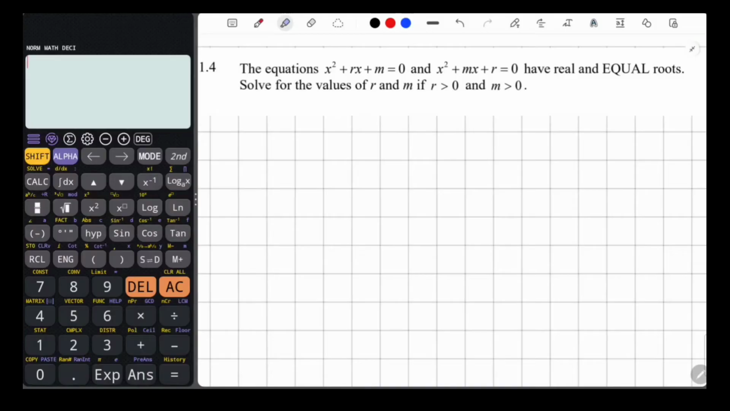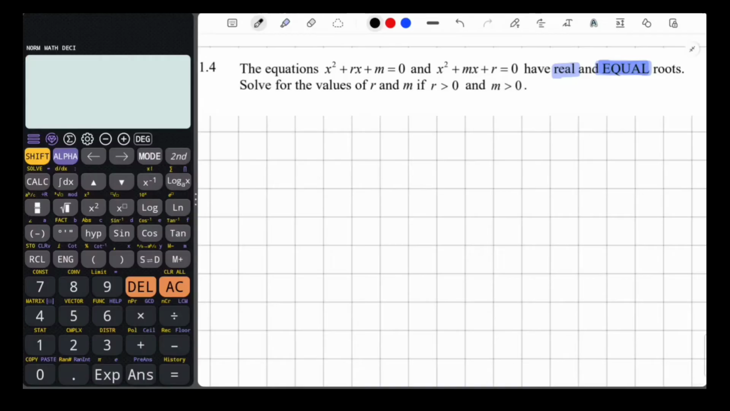Okay, so in this question, they're saying that these two equations, where r and m are both missing in both, have real and equal roots, with big emphasis on the equal roots. And we have to solve for r and m if r is greater than 0 and m is greater than 0.